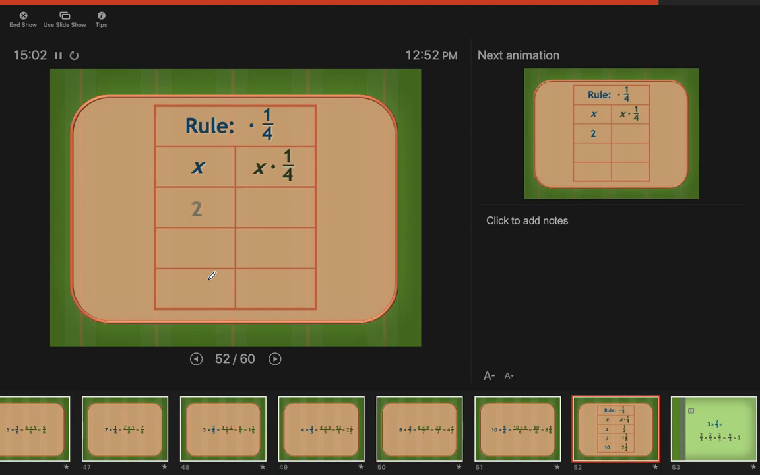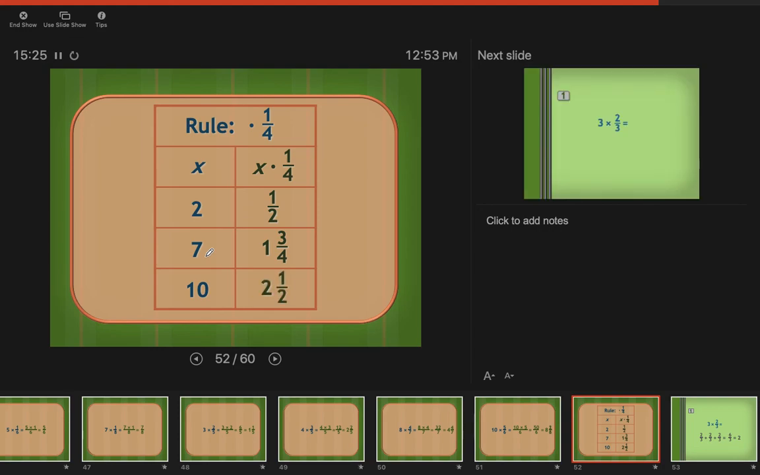X times 1/4. What if my number is 2? What's 2 times 1/4? Hopefully you said 2/4, but you have to reduce it down to 1/2. What about 7? 7/4 or 1 3/4 as a mixed number. What about 10? If you had 10 over 4, you needed to reduce it down to 5 over 2, or as a mixed number, 2 and 1/2.